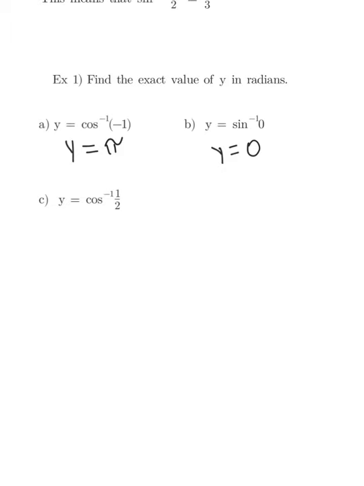On C, you are asking yourself, what angle has a cosine of 1/2? It's positive, and so it must be in quadrant 1. Since it's cosine, we want the x value. What angle in the first quadrant has an x value of 1/2? That angle is pi over 3.